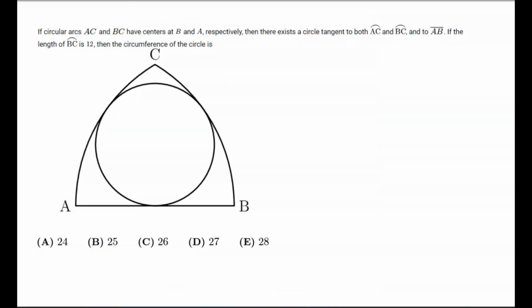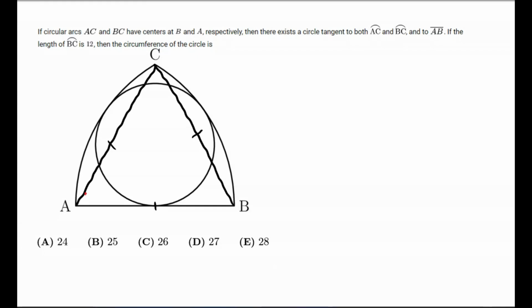And now, finally, we're going to be looking at a question from AMC 12. If circular arcs AC and BC have centers at B and A respectively, then there exists a circle tangent to both the arcs AC and BC and to the line segment AB. If the length of the arc BC is 12, then what is the circumference of the circle? So if we draw in the lines AC and BC, we note that triangle ABC is equilateral, and this is because all three of the lines are radii of the same circle.